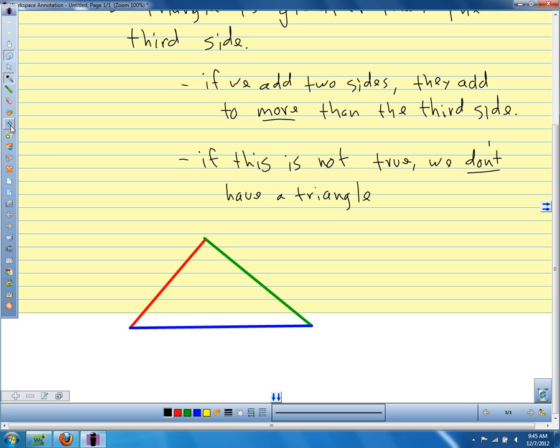If this isn't true, and I'll just do one of them, if the red and the green are not bigger than the blue, I end up with something like this. My segments aren't long enough to connect to the end of this one. So if I try to make a triangle, they're going to connect somewhere over here rather than at the end. So the two sides, when I add them up, have to be longer than the third side in order to have enough room for them to go up and make a triangle. That's really all the triangle inequality is telling you.